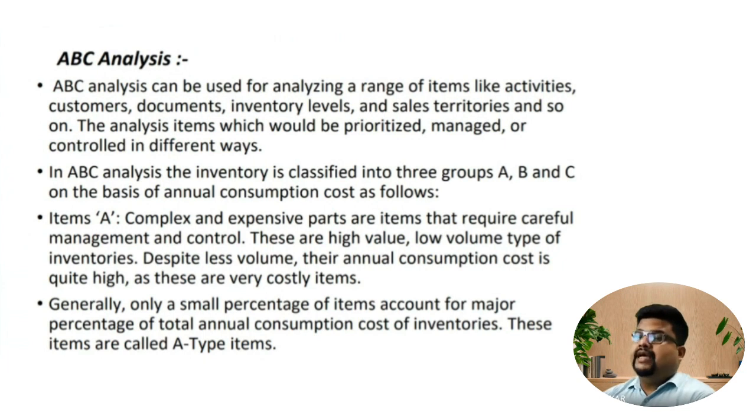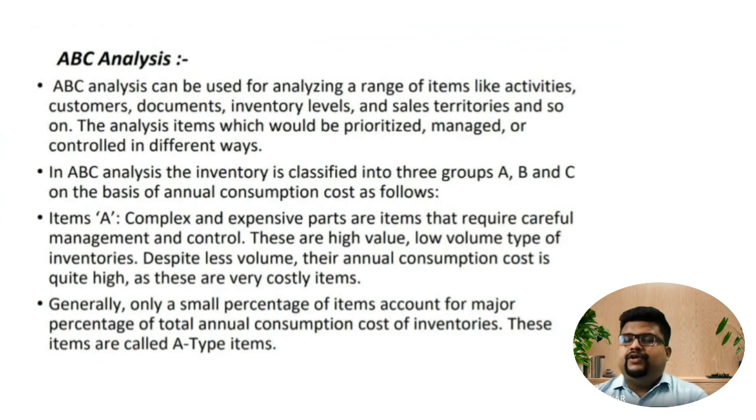Teen group mein kya karte hai, is inventory ko hum part dete hai. Kaise? Jo first hai category, wo hai category A. Category A says that these are the most complex and expensive material which are required, and then they need very careful management and control. It has its own high value and say low volume, you can say.